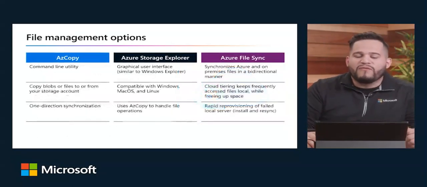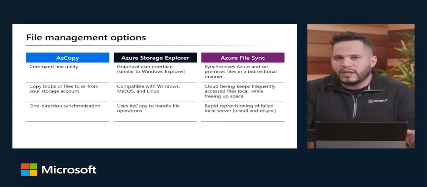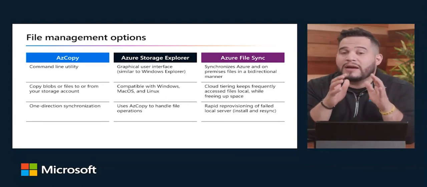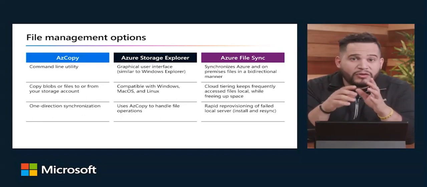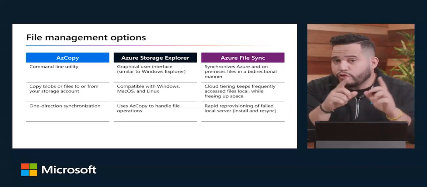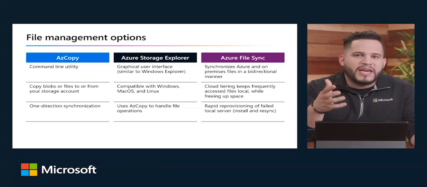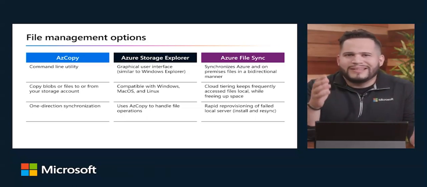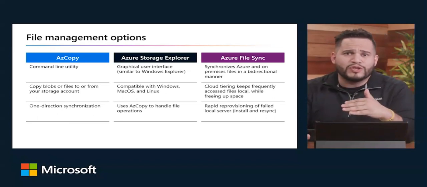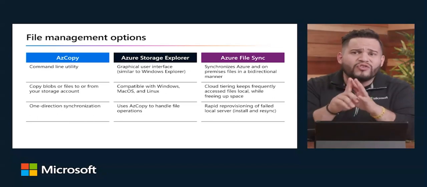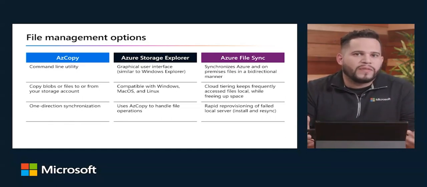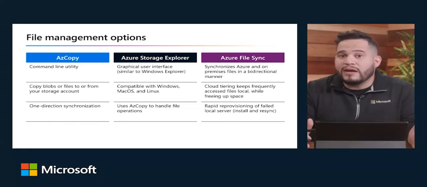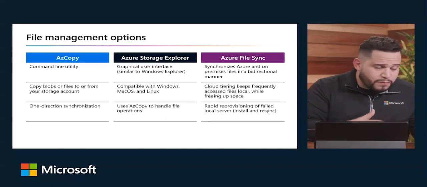So let's go over our file management options. Let's start with AzCopy. AzCopy is a command line utility that you can use to copy blobs or files to or from your storage account. Now with AzCopy, you can upload files, download files, copy files between storage accounts, and even synchronize files. Now AzCopy can be configured to work with other cloud providers to help move files back and forth between clouds.